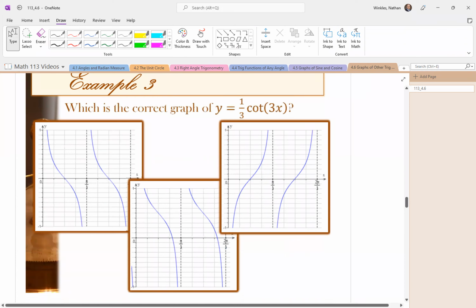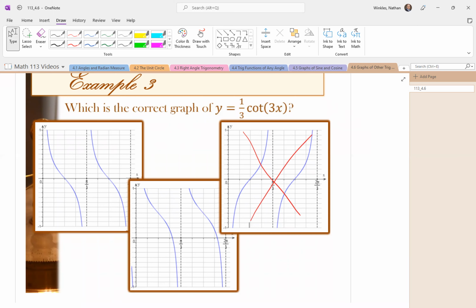So the next thing that we could look at is which is the correct graph of y equals 1/3 cotangent of 3x. First, the one that we can eliminate right off the bat is going to be the third one here, because cotangent goes the other way if it's positive. So it has to have the form of the first or the second one.